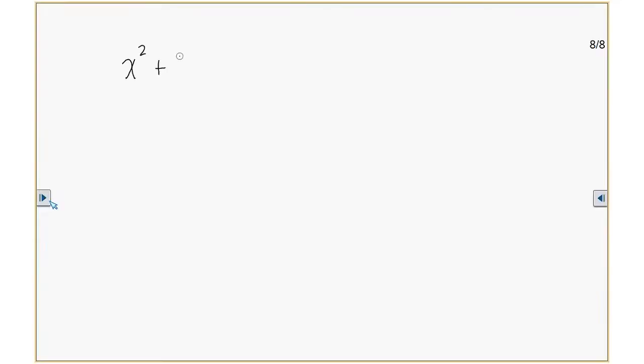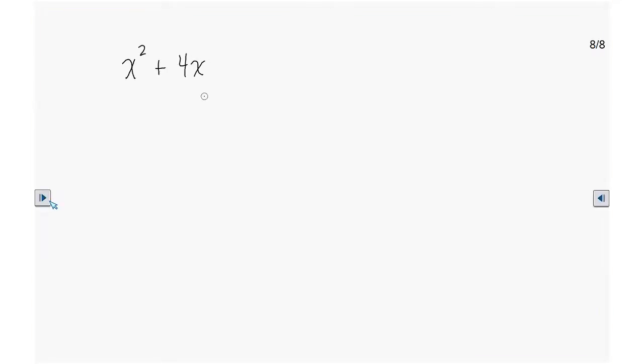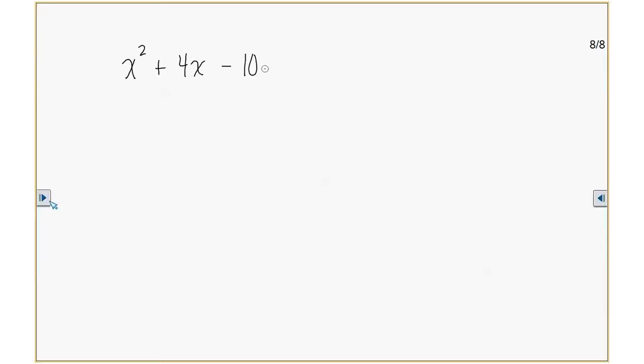X squared plus 4x minus 10 is equal to 0. All right, y'all do that one. You should be able to do it in 5 minutes for beginners.